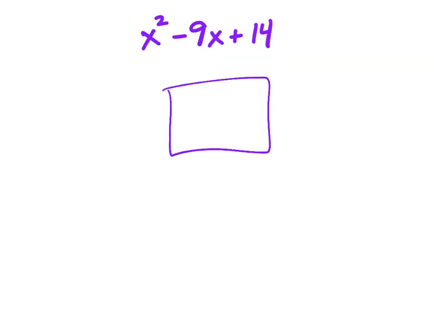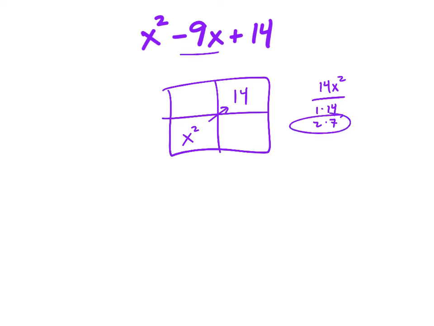We got x squared. We got 14. Doesn't matter what position you put them in. Multiply the diagonal. That is 14x squared. 1 times 14. 2 times 7. Do I see a way to get negative 9? Wait, could I do the negative 2 and negative 7 to get negative 9 here? Actually, I can in this because negative 2 times negative 7 gets me 14, which is the number that I'm factoring. So I can use the double negatives here.